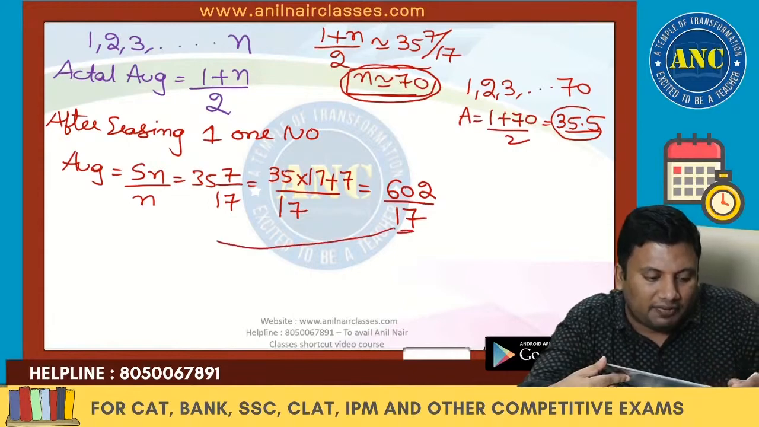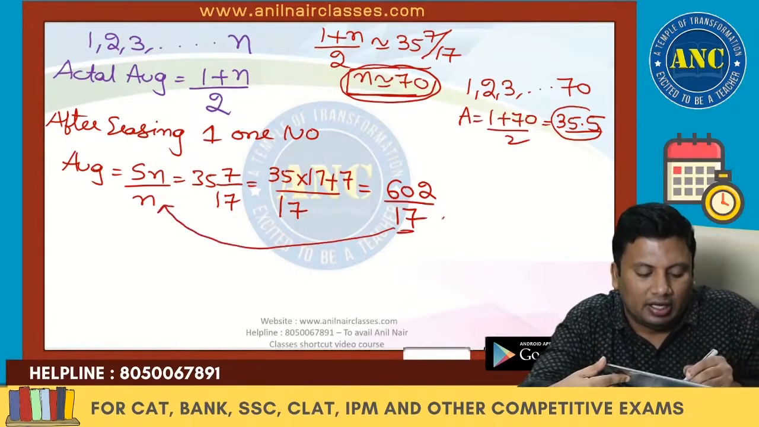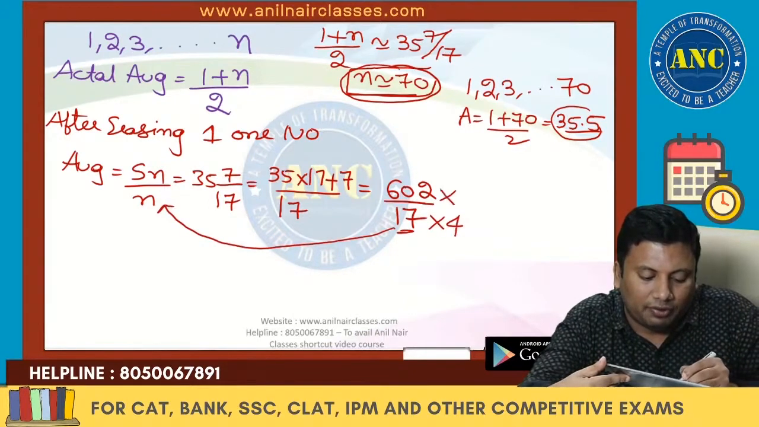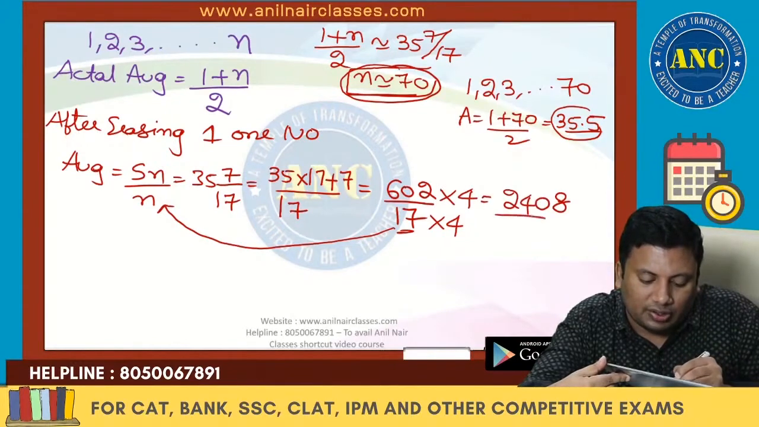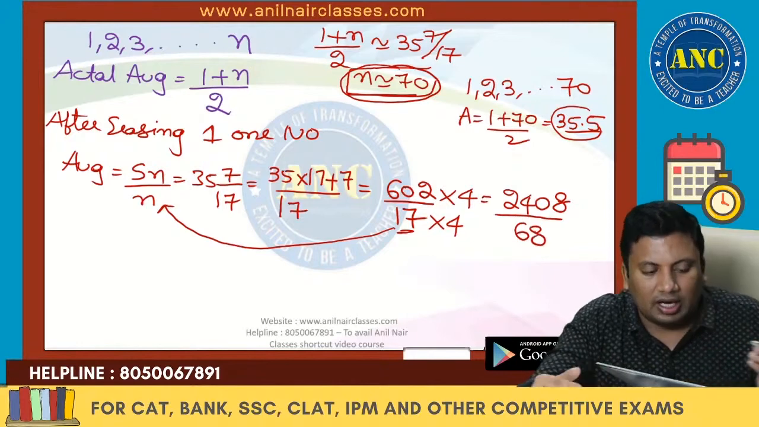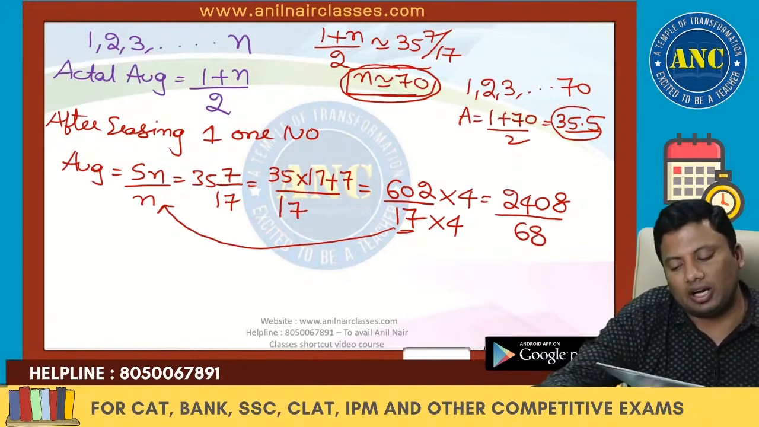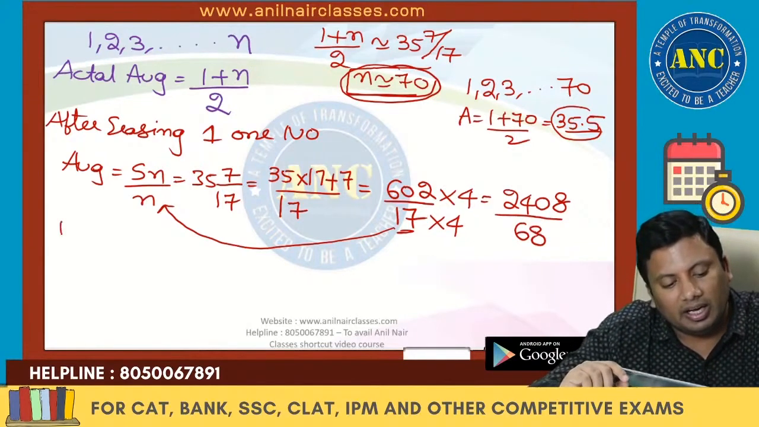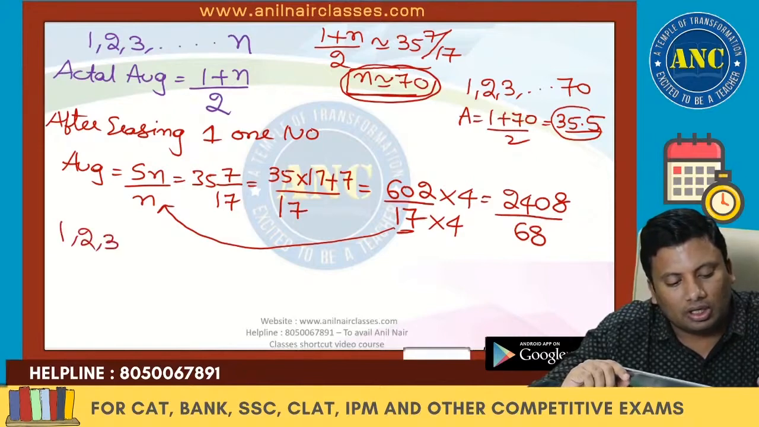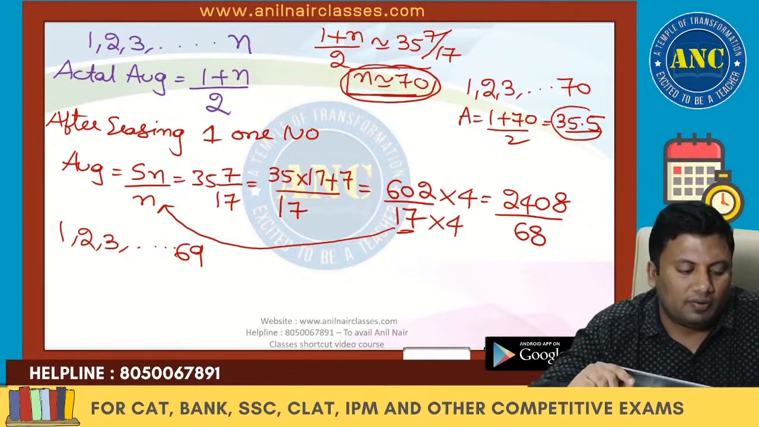Here the denominator is 17, so I will multiply by 4. This is 2408/68. There are 68 numbers remaining on the board. After erasing one number, totally how many numbers were on the board originally? 69.